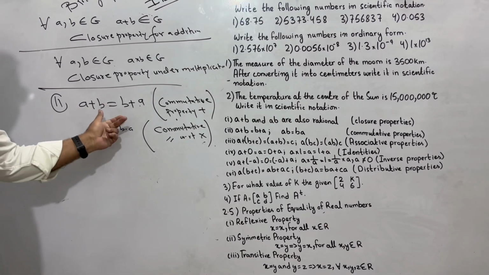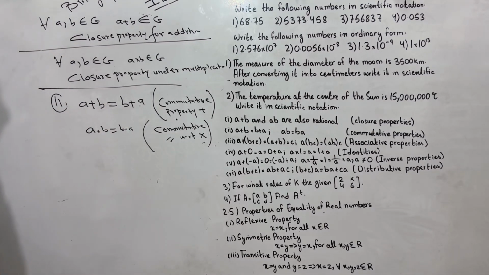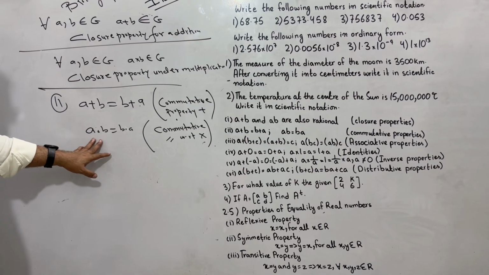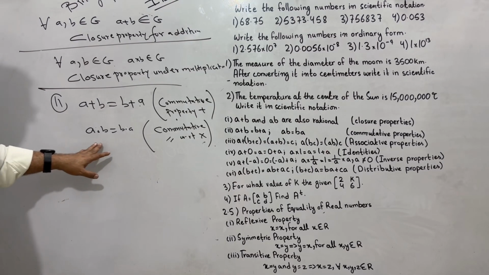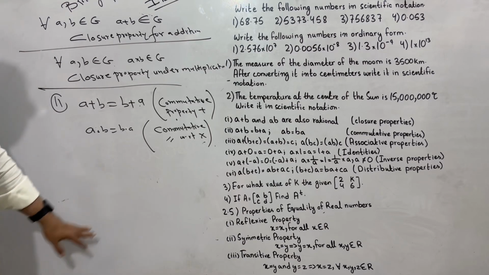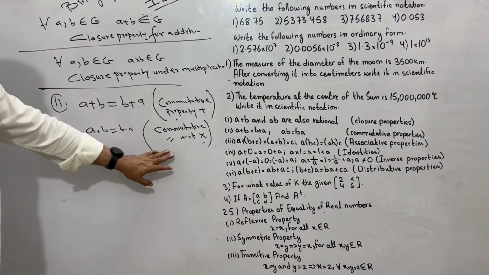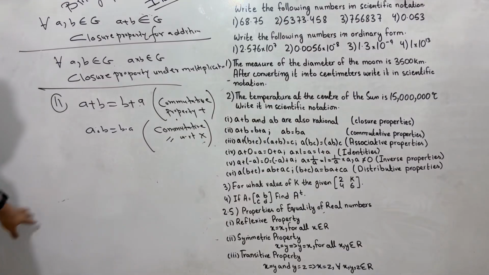A plus B is equal to B plus A. It is known as the commutative property with respect to addition. A cross B, A dot B is equal to B dot A. Multiply A with B or B with A; if they are equal, it is known as the commutative property with respect to multiplication.